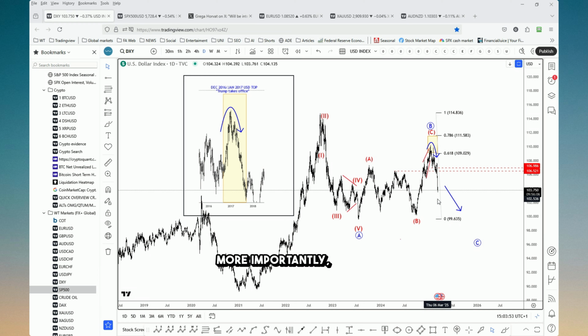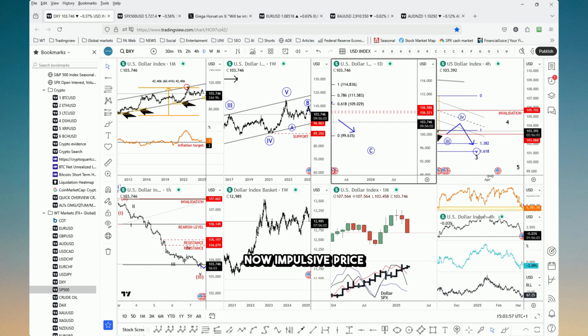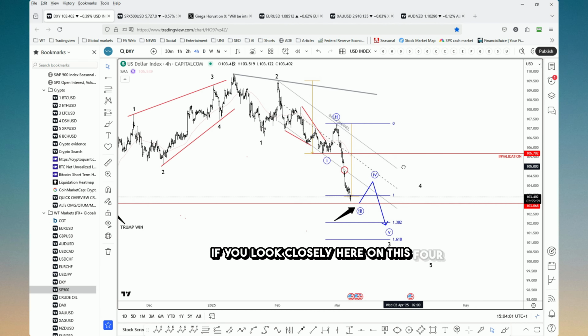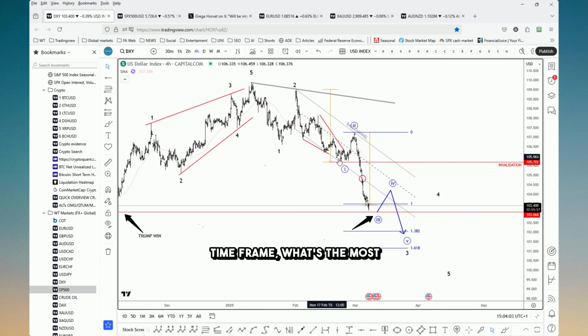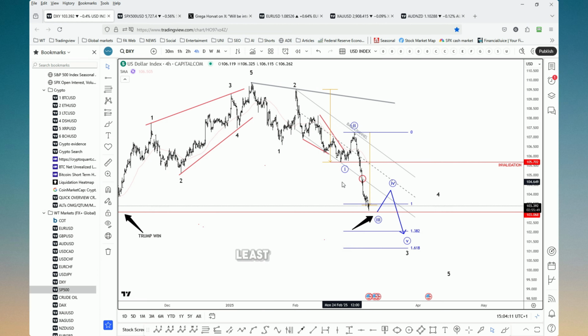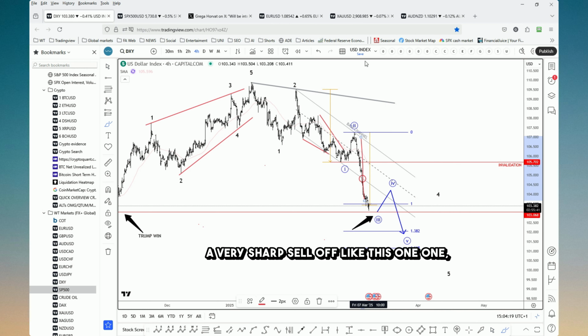More importantly, this reversal has now impulsive price action. If you look closely here on this 4-hour time frame, what's the most important here is that obviously we have lower highs and lower swing lows, which definitely means that at least at this stage we are in a downtrend.